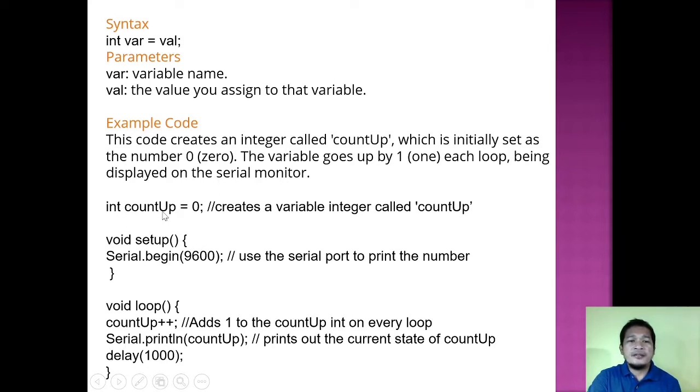A sample is int count up. As you have noticed, count up is the variable name, and it is equal to 0. This means it creates an integer variable called count up, initially at 0. Then Serial.begin(9600), and use Serial.print to print the number. So this is the example that we will follow for our programming.